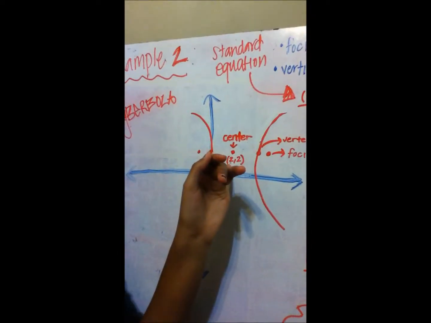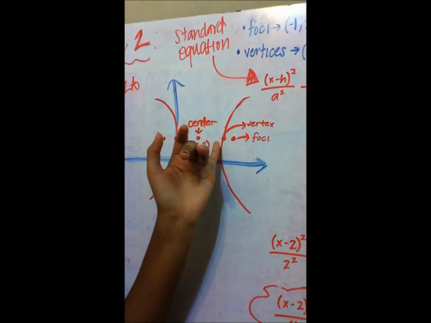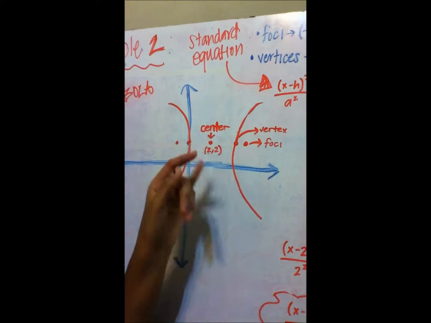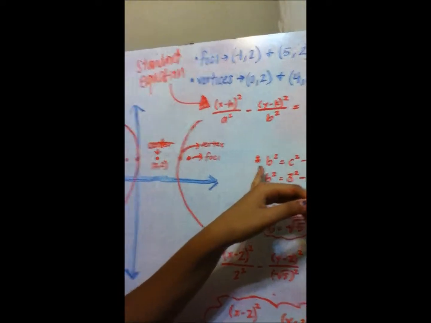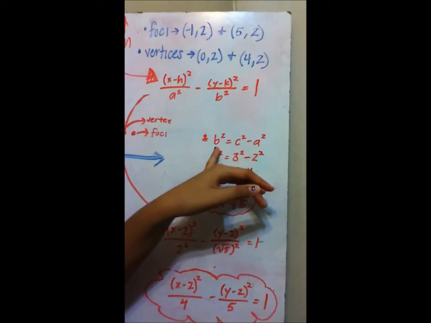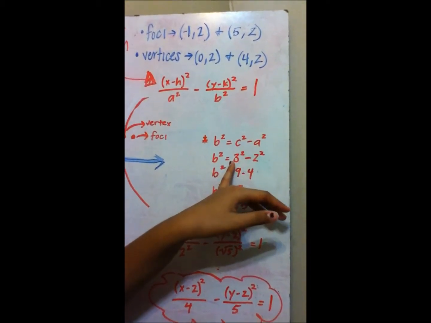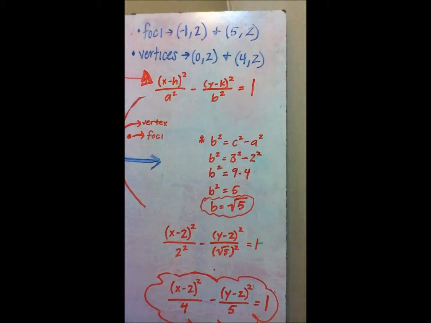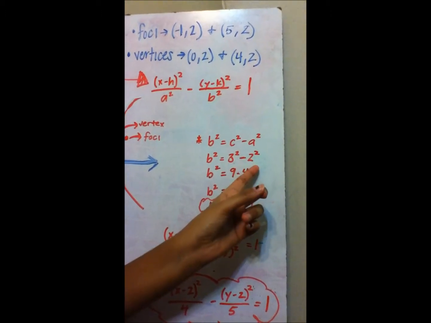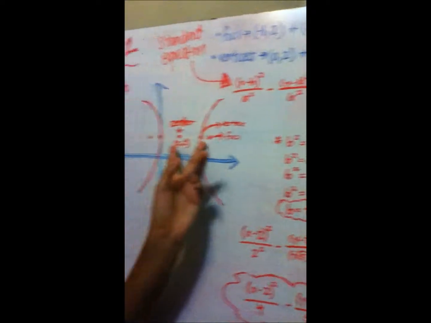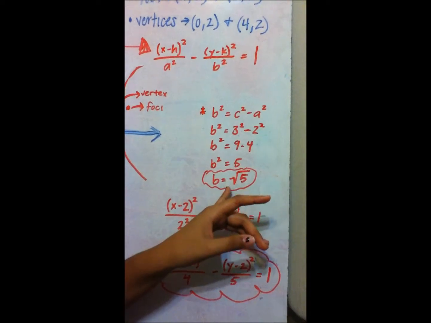So the center right here would be (2, 2), because the center is between both vertices. Since you are looking for B, you're going to be using, like I said before, the relationship between a, b, and c. Plug in, you know what c is, because that's the distance between the center and the foci, and we already have the information for A right here. So you simplify, and you find out that B equals square root of 5.